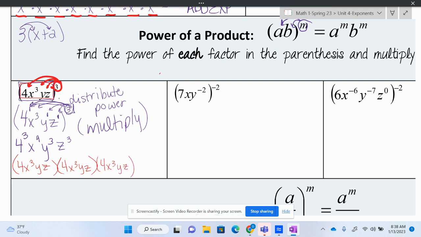How many 4s do I have being multiplied together? That's why it's 4 to the third power. How many x's do I have all together? 3 plus 3 plus 3 is 9. How many y's do I have? 3. And how many z's do I have? That's why this works, okay? These are the same.